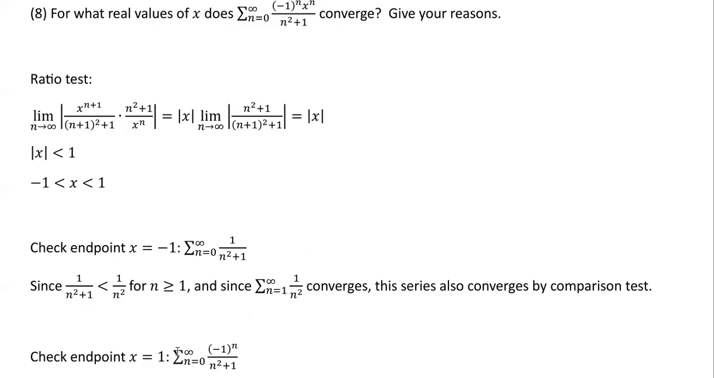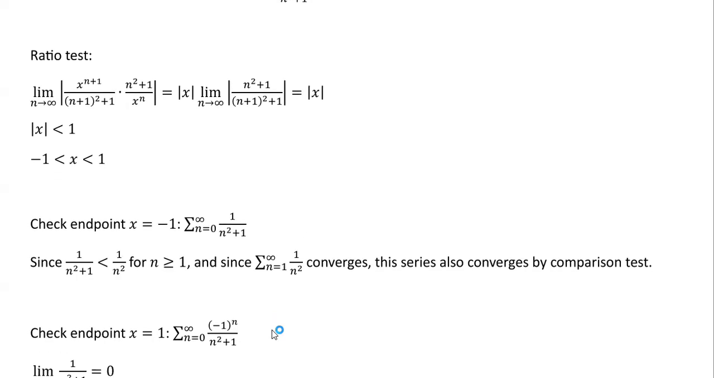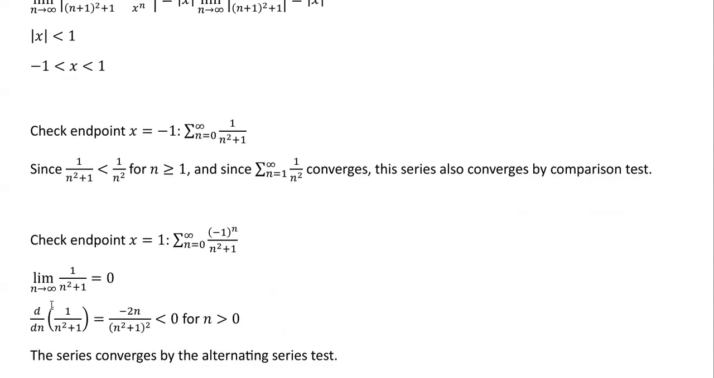We check the other endpoint, x is equal to 1, so we plug in x as 1 over here. 1 to the n is just 1, so we can omit that. So it will be (-1)^n over n squared plus 1. This is an alternating series, so we can do the alternating series test. We take the limit as n goes to infinity without the changing sign, and that's 0. I don't know if the professor is super picky, but I would be if I were the grader of this test.